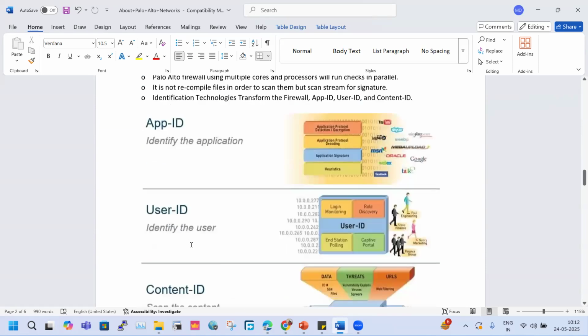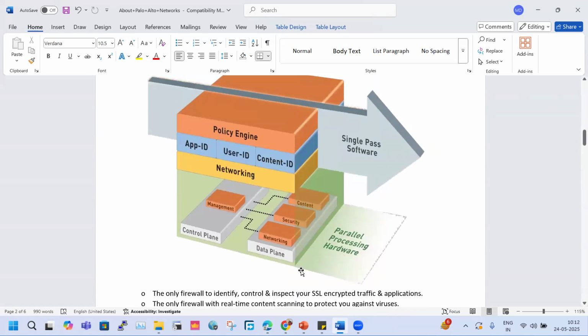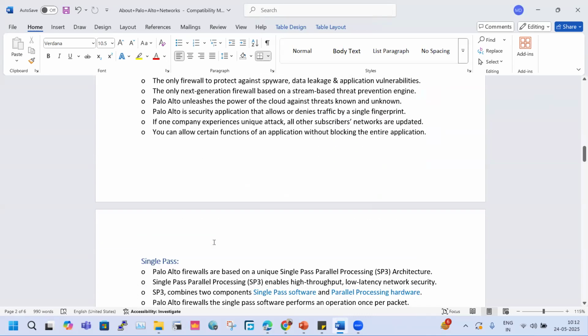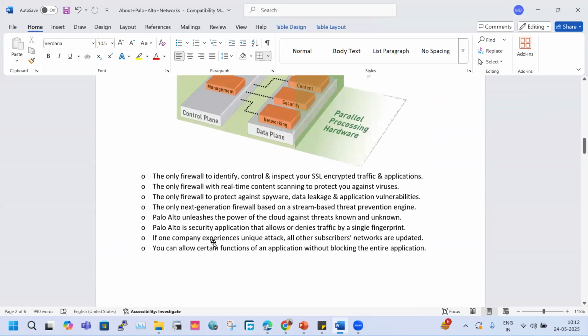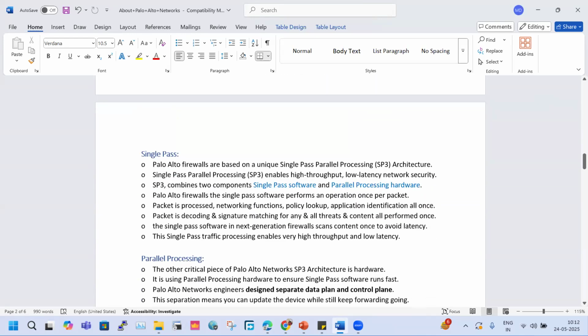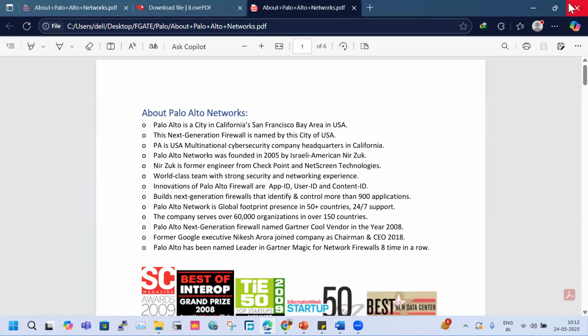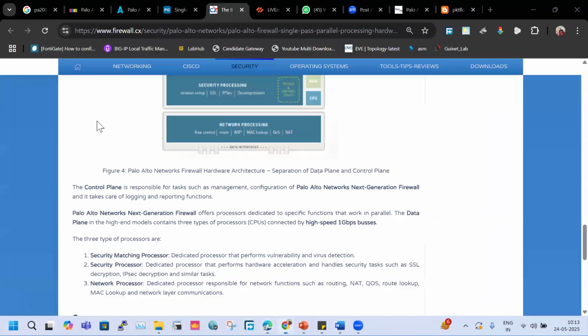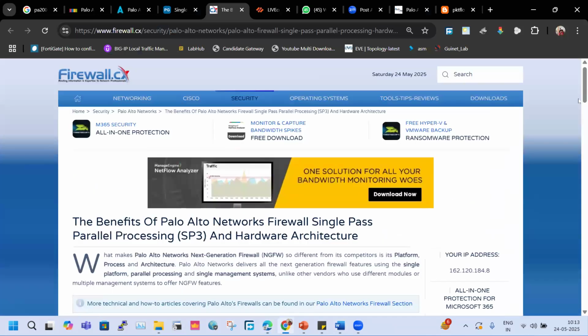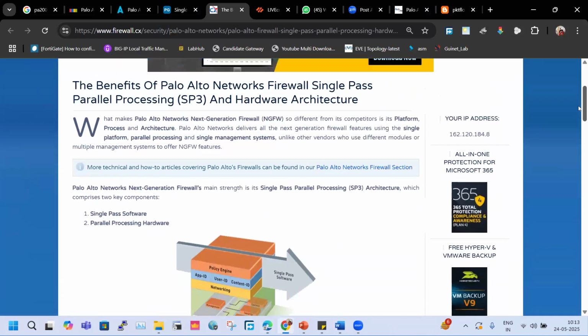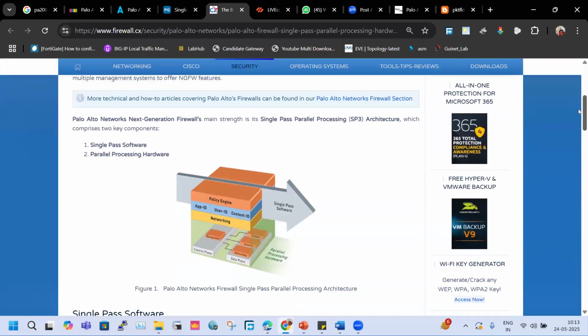Okay guys, so today we will discuss the architecture of our Palo Alto firewall, right? How the Palo Alto firewall architecture works and on which principle it is based. So let's discuss the architecture first. As we have seen, we have discussed the basic introduction of the Palo Alto firewall. Now the Palo Alto firewall architecture.